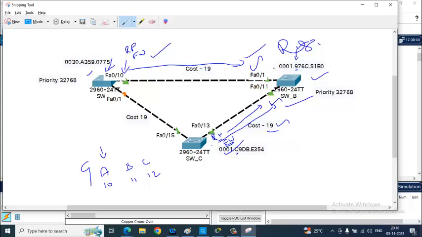Spanning tree likes small, isn't it? So it will say this MAC address is smaller than this. So I'm going to make this the designated forwarding port. It's not a root port, it is a designated forwarding port. Again, on this port the cost we can consider the same, right? Alternate, block. You got it? Okay, same cost.